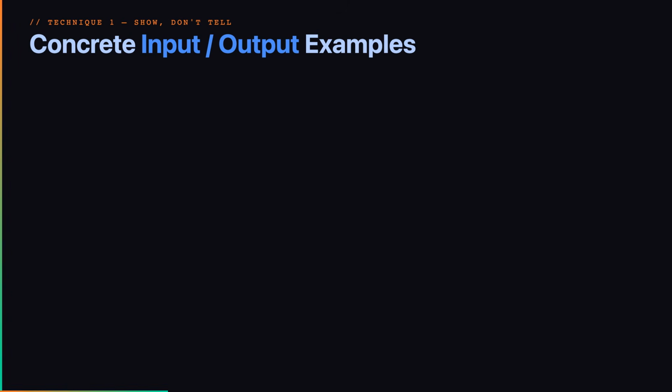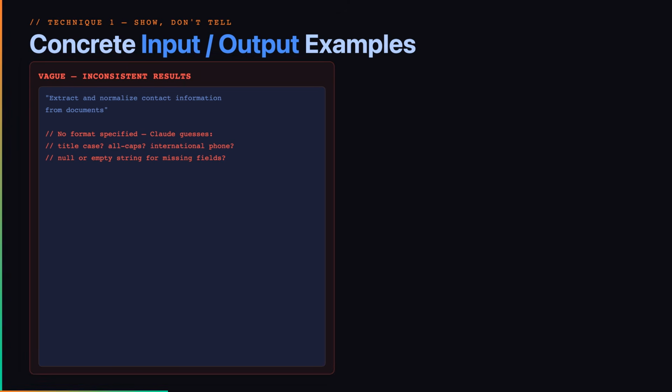Now let's break down concrete input-output examples in 2 passes so your eye can follow the logic. First, the left panel, the vague prompt. Extract and normalize contact information sounds specific, but Claude still has to guess formatting rules. Should it keep titles like doctor? Should missing values become null or empty strings? Should phone numbers stay local or become international? This is why vague prose creates unstable output.